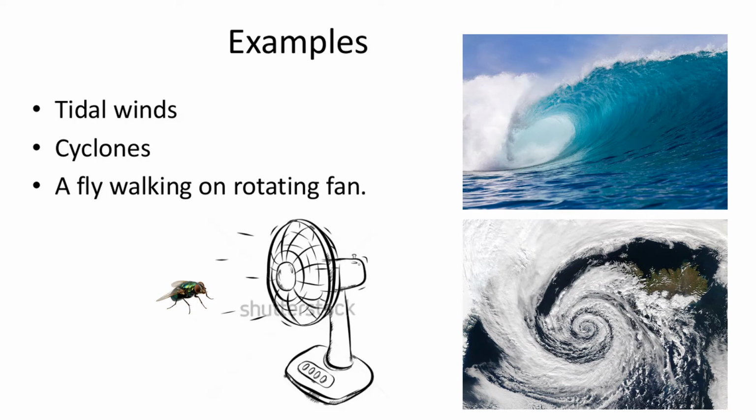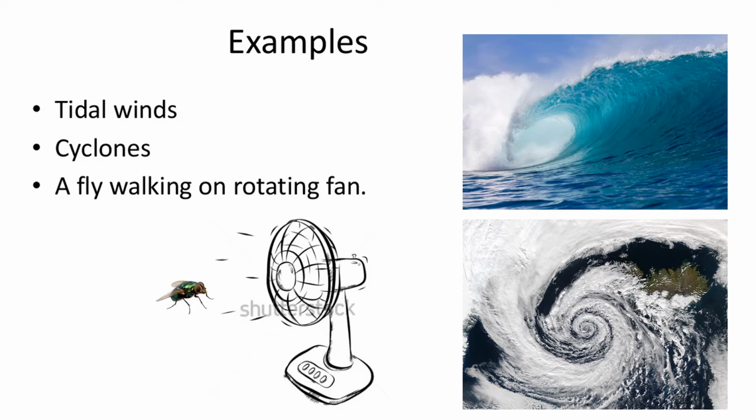Here are some examples for the Coriolis force, that is the tidal force. You can see an example and a picture of how tides are formed in the sea water. Another example is the cyclone. Cyclones mean the motion of the wind or the water in a circular shape. And another example is a fly walking on a rotating fan, which you can see in the third picture. These are the examples for the Coriolis force, which are in the rotating frame. These are also Coriolis pseudo forces, but their frame is the rotating frame.